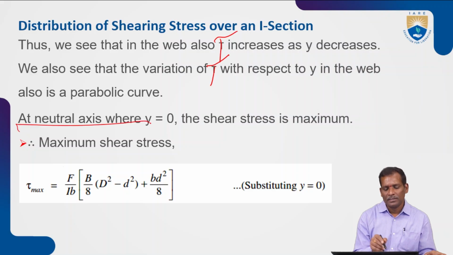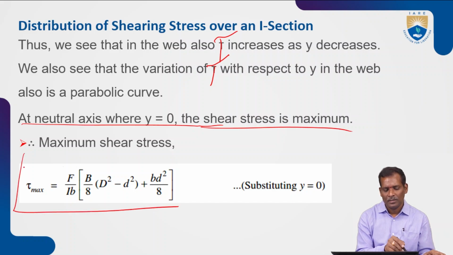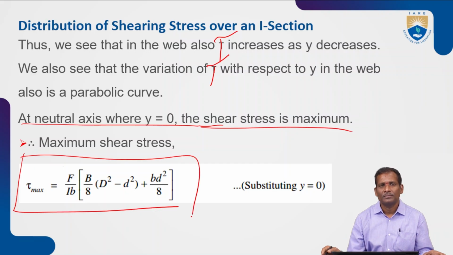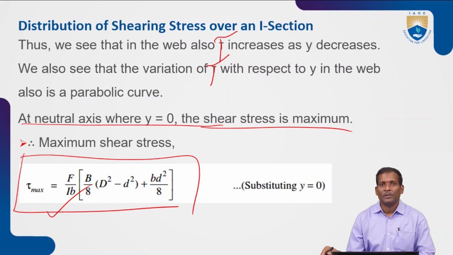At the neutral axis, y is equal to 0. The shear stress is maximum. So the maximum shear stress is F by I b into B by 8 into capital D square minus small d square plus b d square by 8. Why? Because here we substitute y is equal to 0. So at the neutral axis, y is equal to 0, and the shear stress is maximum.